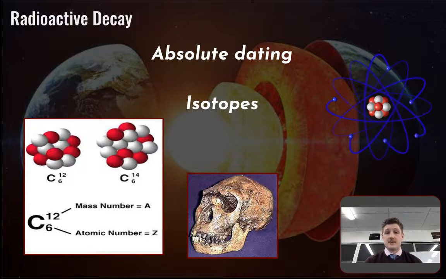Isotopes are atoms of the same element that have the same number of protons, but a different number of neutrons. Okay, so I'll say it again. The atoms of the same element that have the same number of protons, but a different number of neutrons. Really important to remember. All right, so moving on.